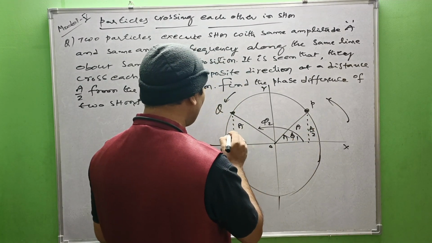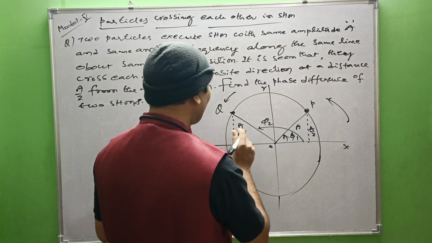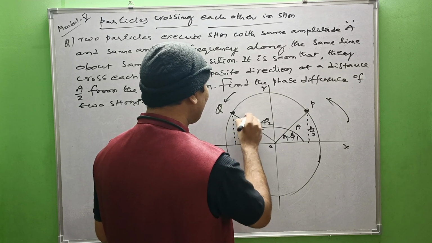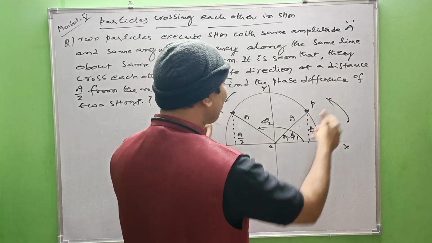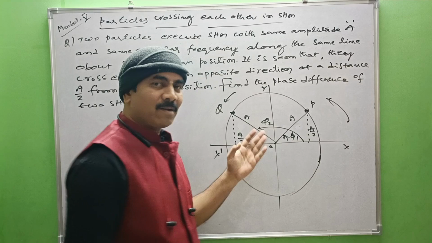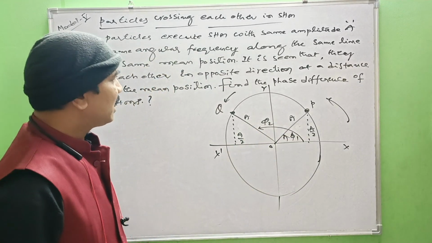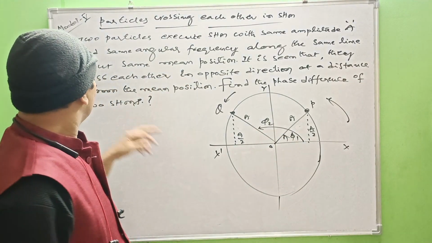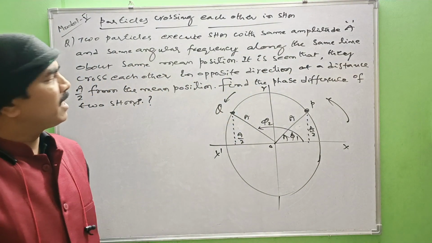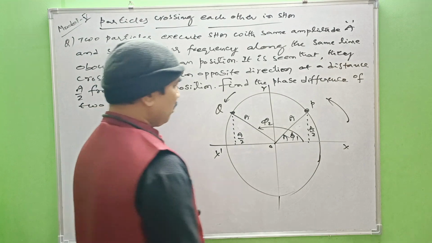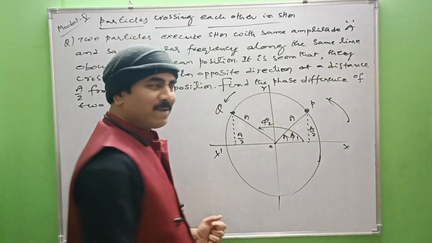This is also a by 2. A by 2. Now this is what a. So radius, otherwise amplitude, is a, but the y projections for both particles are a by 2, a by 2. That is the meaning here. So they cross each other in opposite direction at a distance a by 2 from mean position, right? Now what is the phase difference between these two particles?